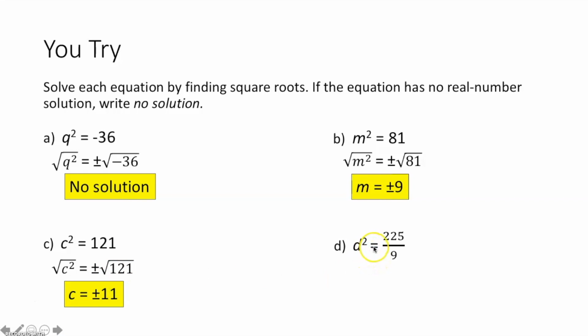Lastly here, d squared is equal to 225 over 9. Now, you could right away take the square root of both sides. Always check though, this fraction right here, I can simplify this. 225, I can divide by 9 and get 25. Now, that's easy. All I have to do is square root both sides. So the square root of d squared and the square root of 25. Remember to put plus or minus because I'm square rooting a variable that's squared. I then simplify this. 25 is the same as 5 squared, and then the square and the square root over here cancel each other out. I'm just left with plus or minus 5.